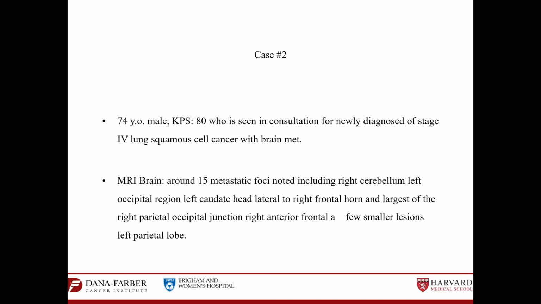Now here is another case. I will be very quick now because it's 9:10. This is a case of a 74-year-old male patient with a newly diagnosed squamous cell lung cancer, and he has 15 brain metastasis lesions. You cannot imagine how tough this case was when I met with him. He is a very old guy, 74. His baseline cognitive function is really poor. His KPS is 80, and he has 15 metastatic lesions in the brain that we cannot treat with focused radiation, right?